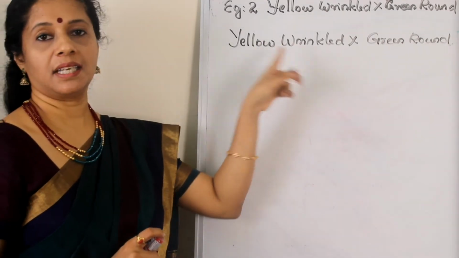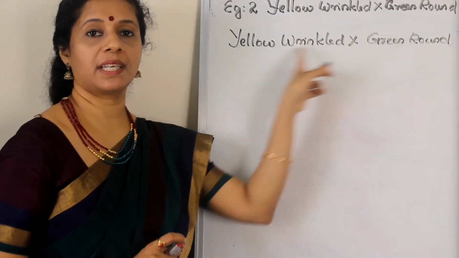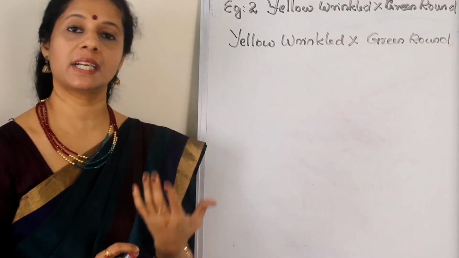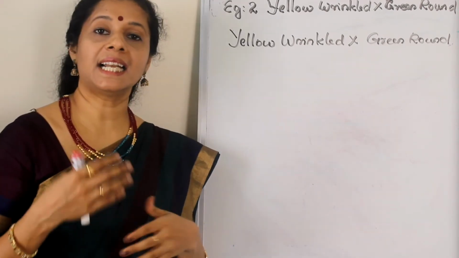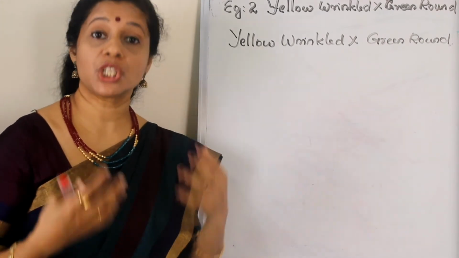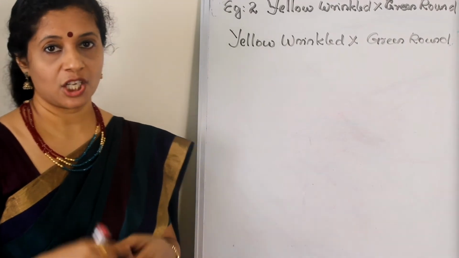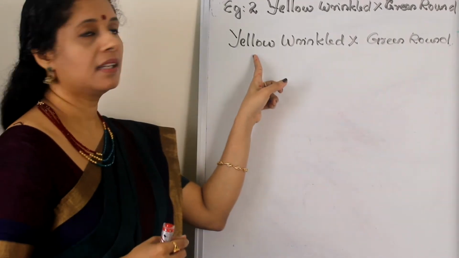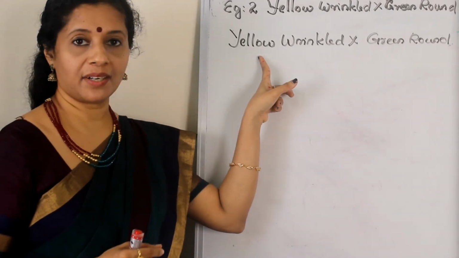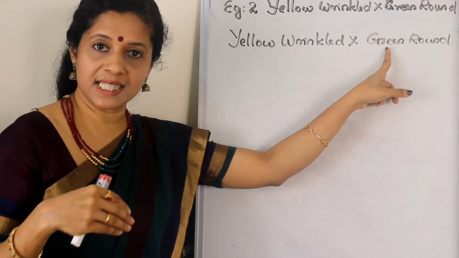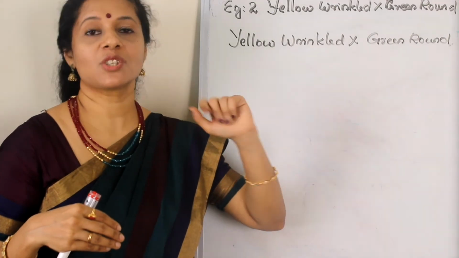Yellow wrinkled into green round. Here yellow and green are the seed color. Okay, yellow is dominant over green. Whereas wrinkled and round are the seed shape. But we know that round is dominant and wrinkled is recessive. So it's a slightly different question. Here, first parent yellow is a dominant trait, whereas wrinkled is a recessive trait. The second one, green is a recessive trait, round is a dominant trait. So how will it come?